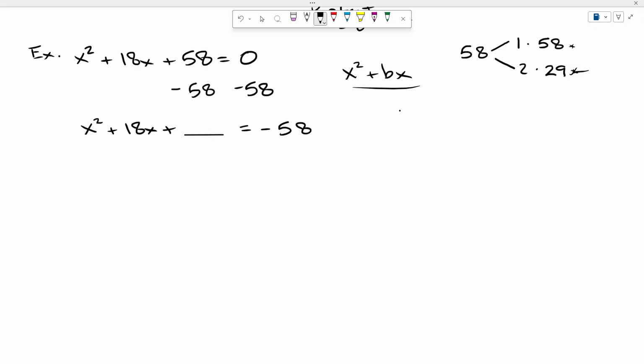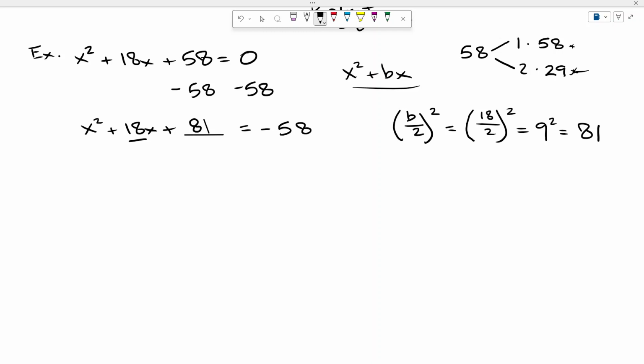Right, and now for completing the square, we take b over 2 squared, and in this case, our b is the 18. So we have 18 divided by 2 squared, which gives us 9 squared, which is 81. Okay, and now we've completed the square, so that is what gets tacked on here, 81.